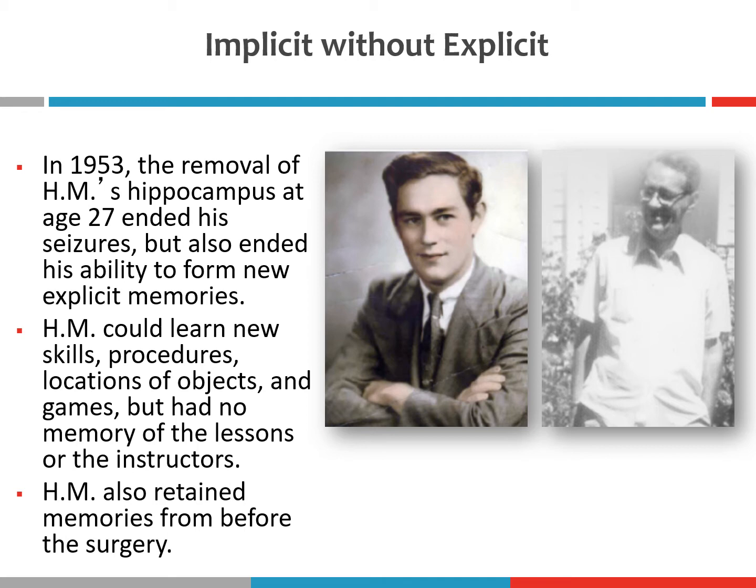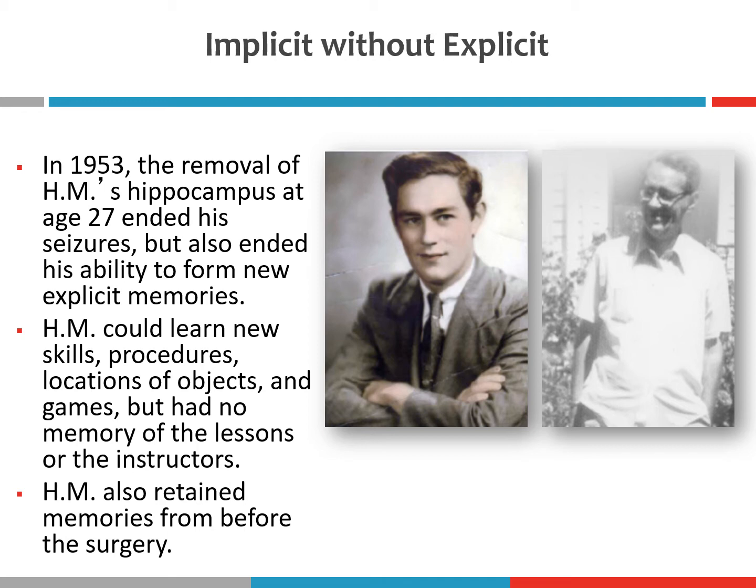However, Henry's ability to form new implicit memories remained intact. Okay, so for example, Henry could learn all sorts of new skills. So you'll see that he learned very quickly how to trace a star in a mirror, which is a very difficult task, and that his performance improved over time the more he attempted to do this task. Even though he had no memory of the prior instances where he engaged in that task.